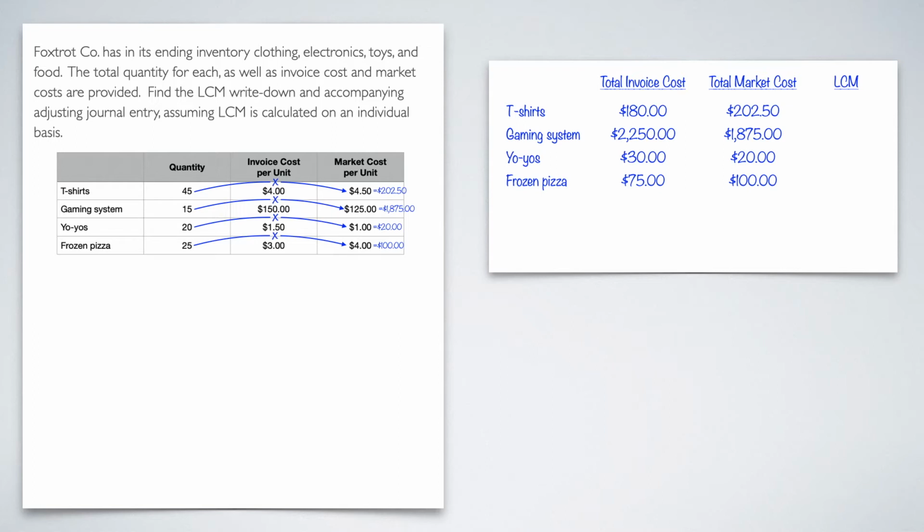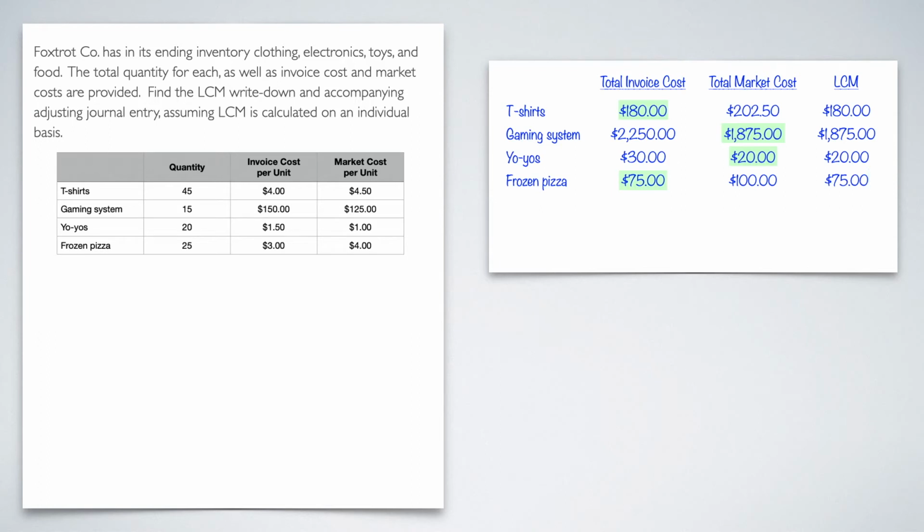So now I have the first part of my table set up, my total invoice cost and my total market cost. The next part, which is the LCM column, is super easy because all you're going to do is look at the 2 columns next to it, the total invoice cost and the total market cost, and simply choose which one's lower. Remember, we're doing the lower of the cost or market. So for the t-shirts, the lowest one would be the 180. I'm going to take that and move it over to my LCM column. For gaming systems, it's going to be the $1,875. Move that over. For the yo-yos, it's going to be the $20. Move that over. And for the frozen pizzas, it's going to be $75. So I'm going to move that over.